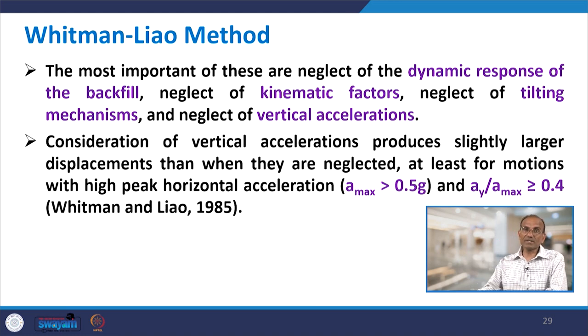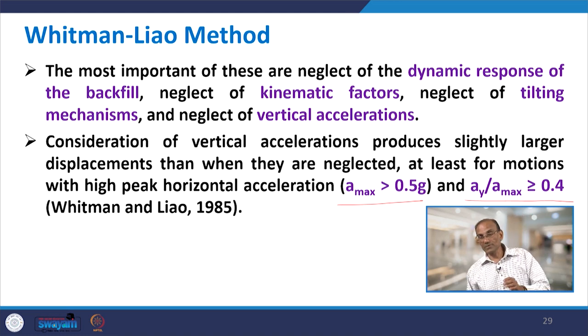However, consideration of vertical acceleration produces slightly larger displacement than when it is neglected, at least for motions with high peak ground acceleration. That means A max is greater than 0.5 g, and Ay over A max is greater than 0.4. So Ay, the yield acceleration, will be 0.4 times PGA, while PGA itself is greater than 0.5 g. So in this case, if you have a very high PGA value, then errors will be large.